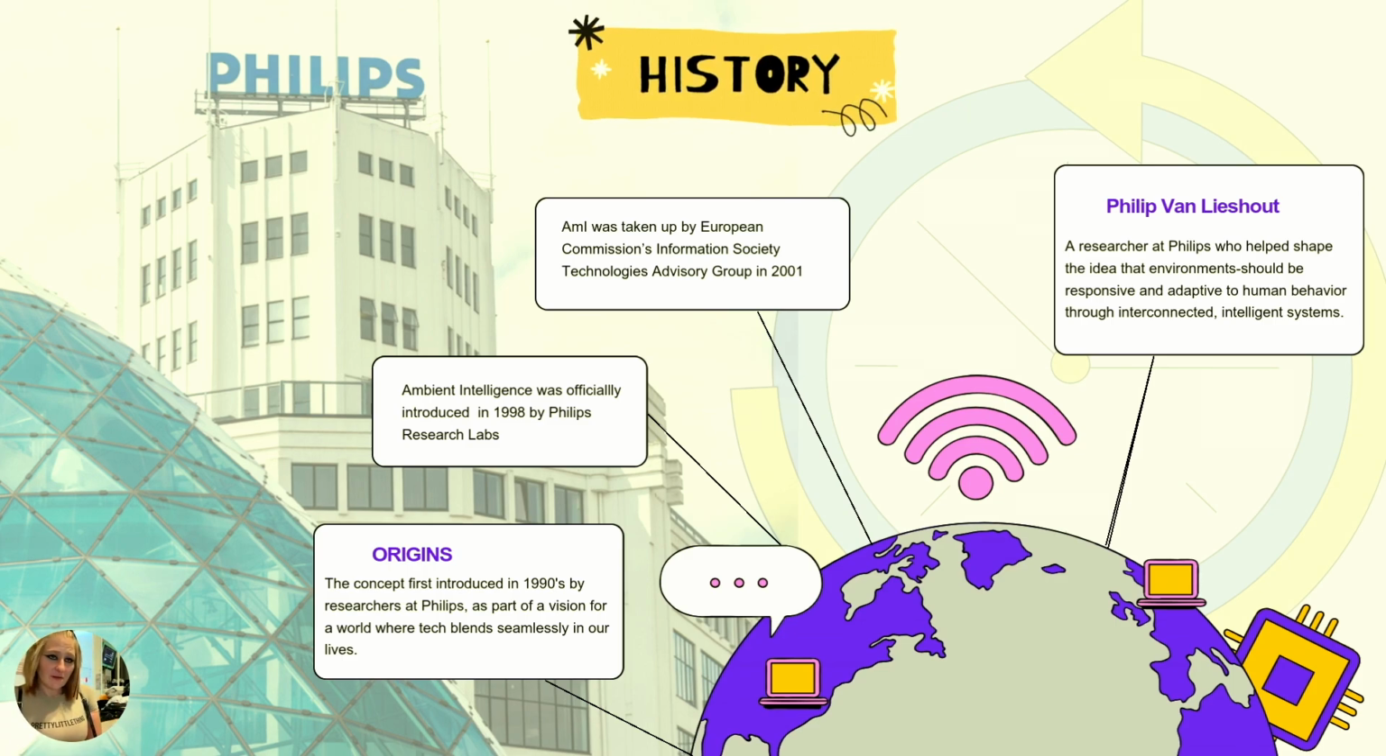Another key figure, not the founder or anything like that, but very important in this, I'll introduce Mr. Philip van Lieshout, and forgive me if I'm pronouncing his name wrong, but I know that he laid a lot of the groundwork for this kind of technology. He was a researcher at Philips as well, who helped shape the idea that environments should be responsive and adaptive to human behaviors through interconnected intelligent systems.